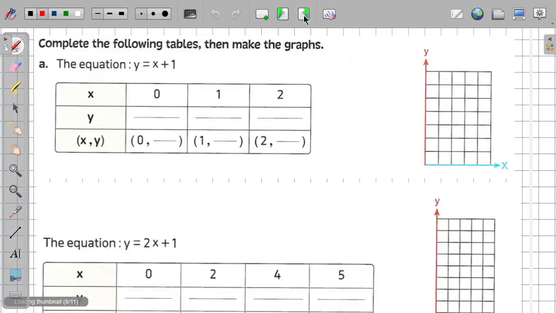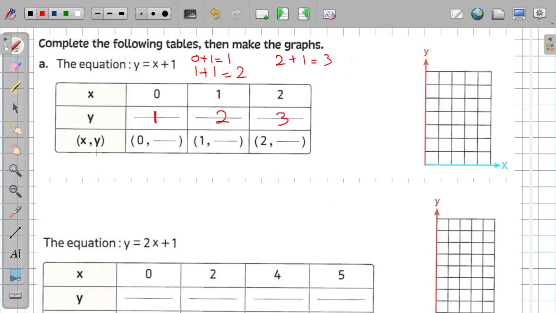Let's try another one. I have the equation y equals x plus 1, and I have the table and I want to make the graph. Okay, so the first point here, I have 0 and I don't know the y. So I will substitute x by 0. So 0 plus 1 equals 1. So the value of y here is 1. Next, I have x equals 1. So I can say 1 plus 1 is 2. So the value of y here is 2. Next, I have x equals 2. So I can say 2 plus 1 equals 3. So the value of y is 3.